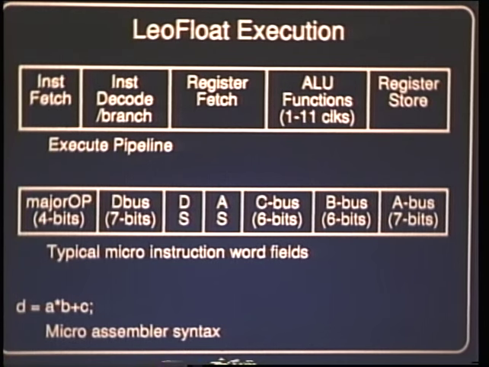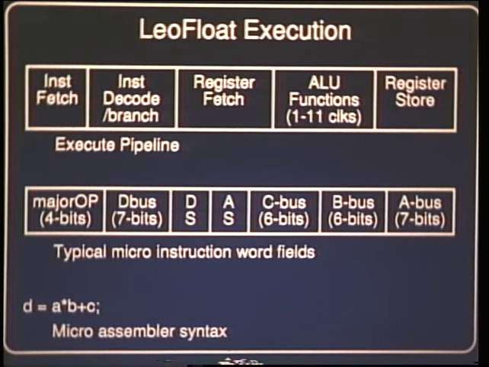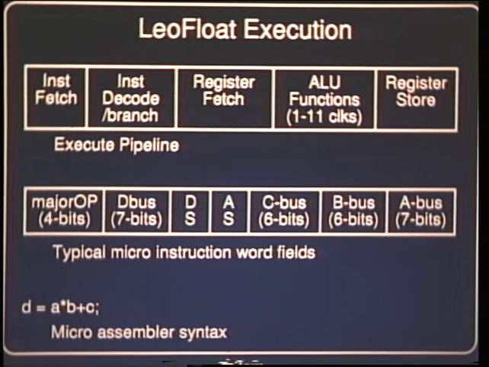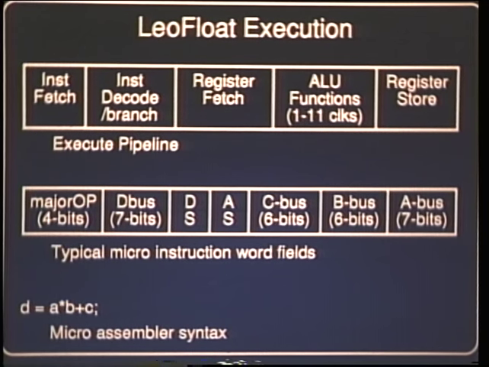At the top of the diagram there, we look fairly traditional in that we have an instruction fetch stage, an instruction decode, early branch stage, a register fetch stage, a variable cycle ALU stage, and finally a register store.